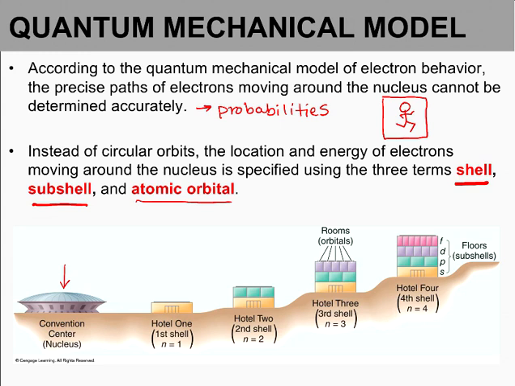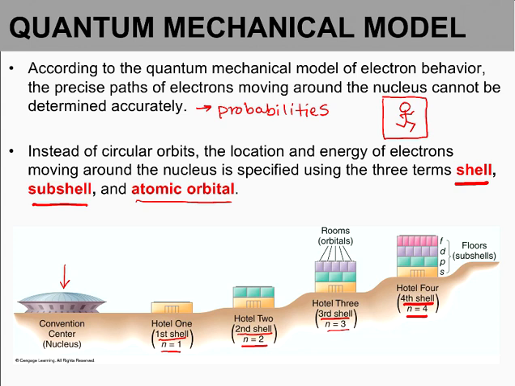So each of these hotels we can think of as shells. So Hotel 1 is our first shell where an electron could exist, and we would label that n equals 1. So that shell is really close. And then Hotel 2 we'll call our second shell, or n equals 2, and then we keep going from there. Now, in Hotel 1, there's only one floor and one room. So, kind of a strange hotel, but that follows with where electrons can exist.